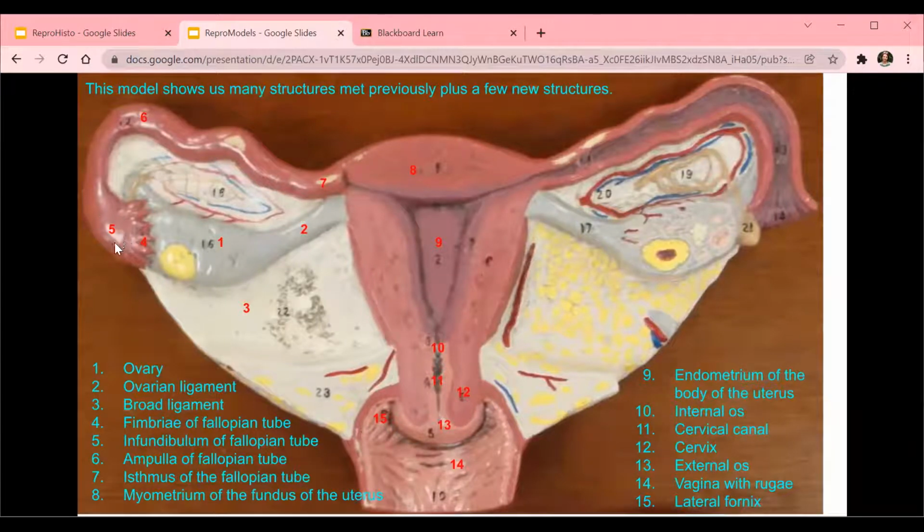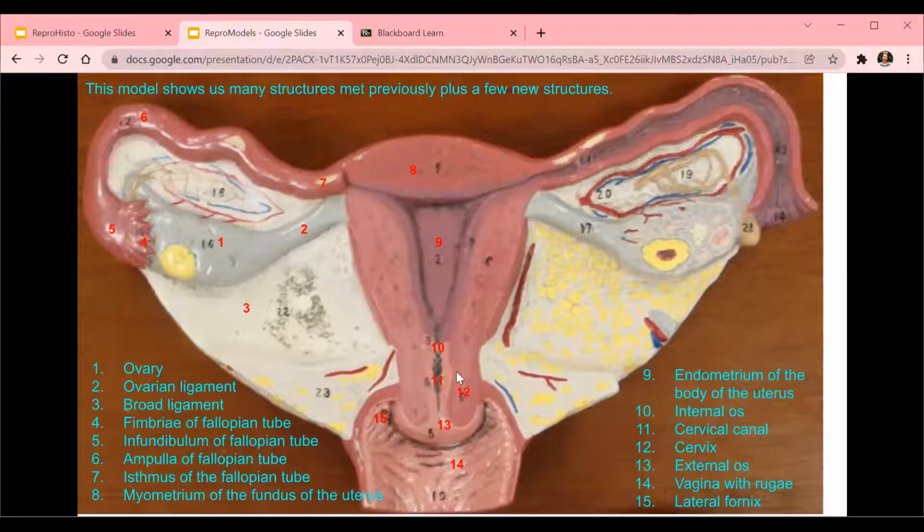The first part of the oviduct is number 5. This is the infundibulum. And number 4 are the fimbria in the beginning of the infundibulum. After that, you have number 6, which is the ampulla, the longest part of the oviduct. And number 7 is called the isthmus. The isthmus is thin and short, and it can help attachment of the oviduct to the body of the uterus.